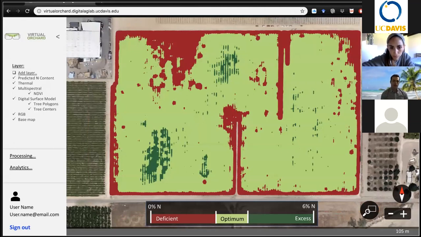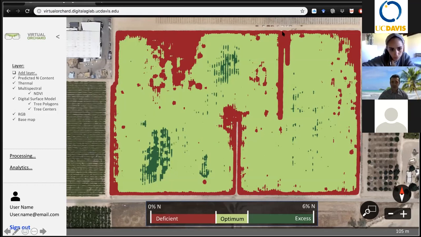This is the result. So what is this? This result shows the area in your vineyard that has deficiency, the area that has optimum, and the area that has excess nitrogen. All these red areas, and we can see most of them are on the edge of the orchard, have deficient nitrogen based on the model.